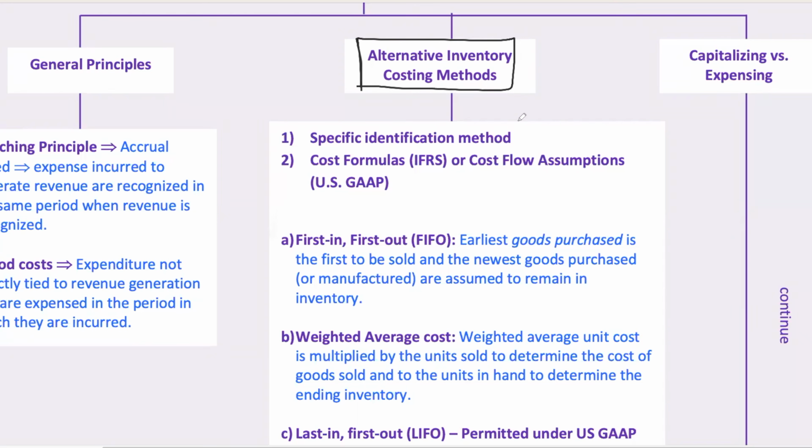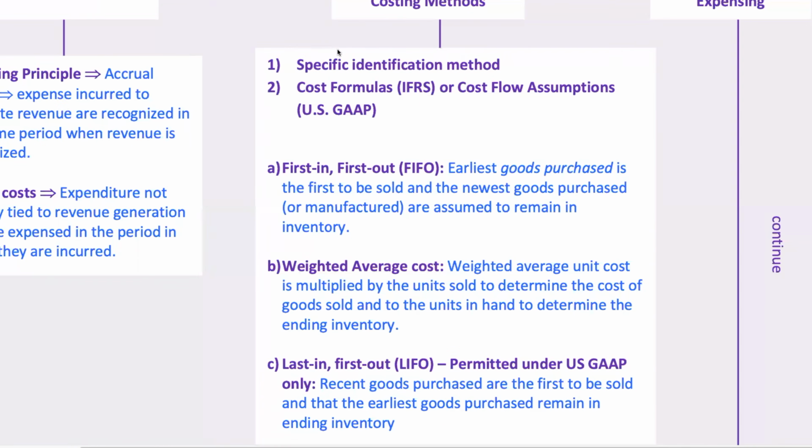Alternative inventory costing methods. There are several ways to account for inventory costs. Specific identification method. This method tracks the actual cost of each specific item, which is practical only for businesses that sell a limited variety of high-cost items, like a car dealership.